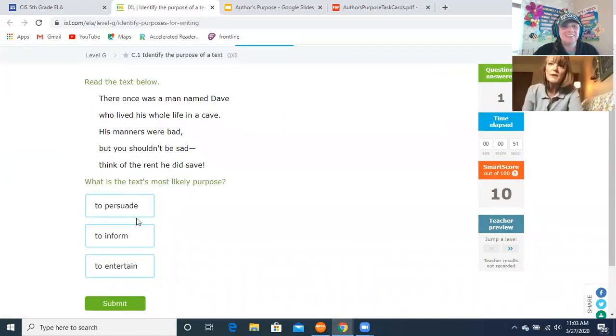Okay, here's the next one. Read the text below. There was once a man named Dave who lived his whole life in a cave. His manners were bad, but you shouldn't be sad. Think of the writ he did save. Is this persuade, inform, or entertain?